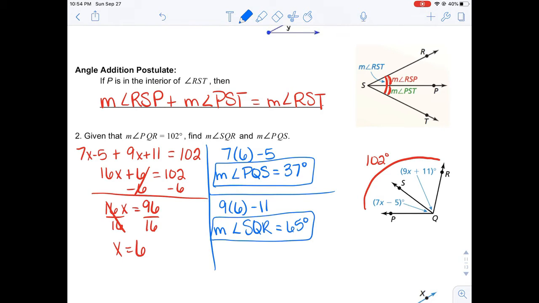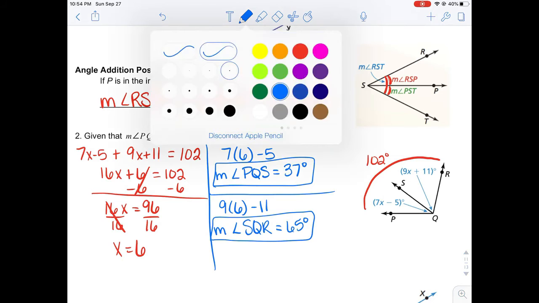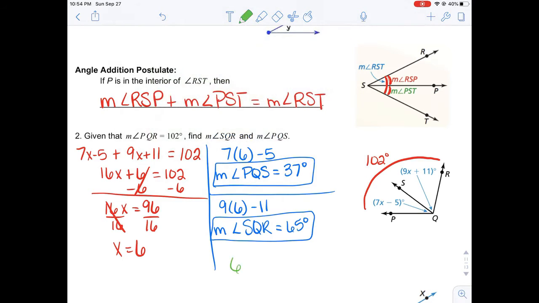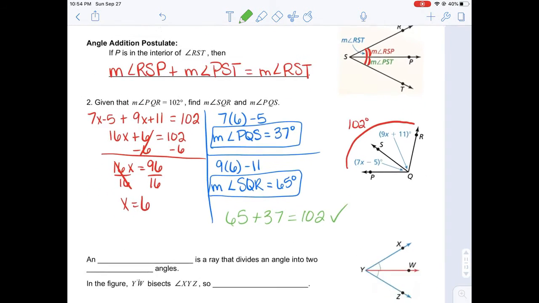Let's think about how we can check our answers. How do I know that I have found two reasonable answers? Well, one way I can do that is to add these two measures that I found, 65 plus 37, and ask if that equals the original total that they gave me, the original value for the entire angle. And sure enough, they do equal 102 degrees when added together.